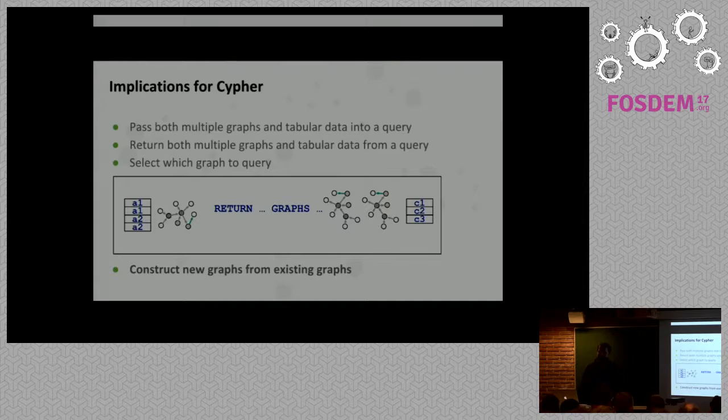And of course, you need some means of saying which graph you're talking about. Am I matching data from here, or am I matching data from there? And of course, that's the big topic, I think. You need to be able to construct new graphs from existing graphs. And how do you do that?